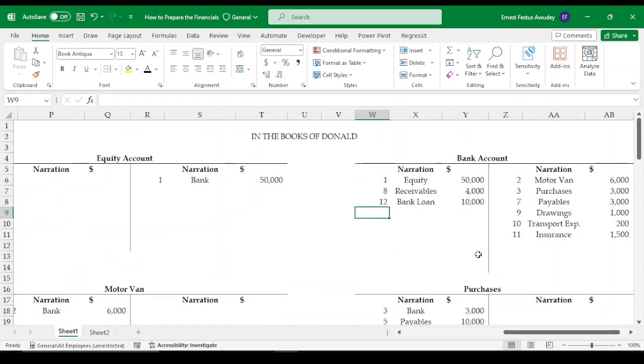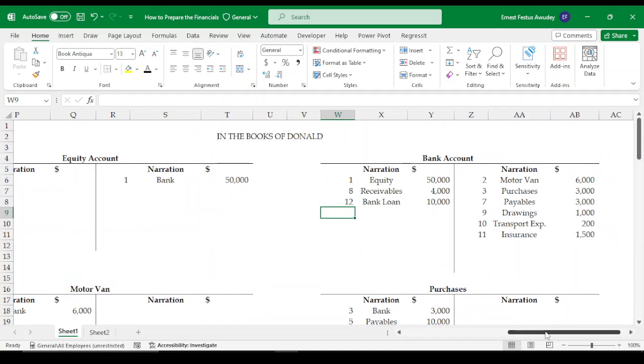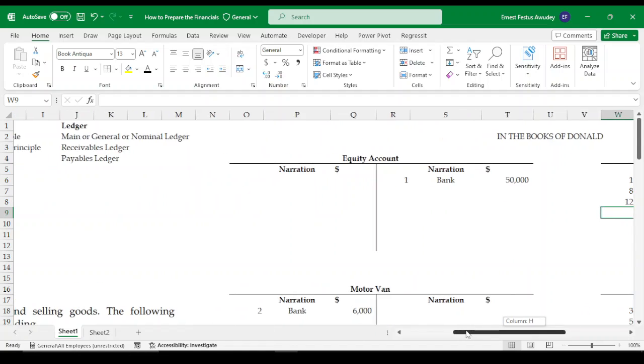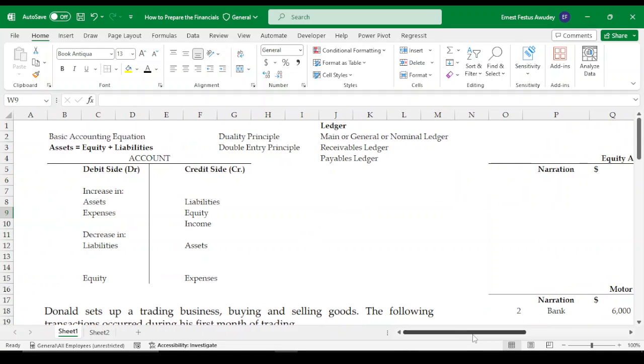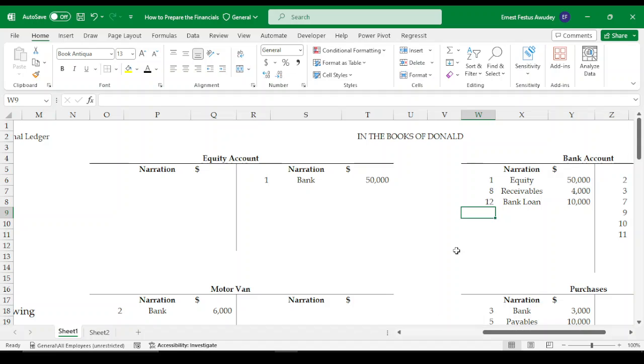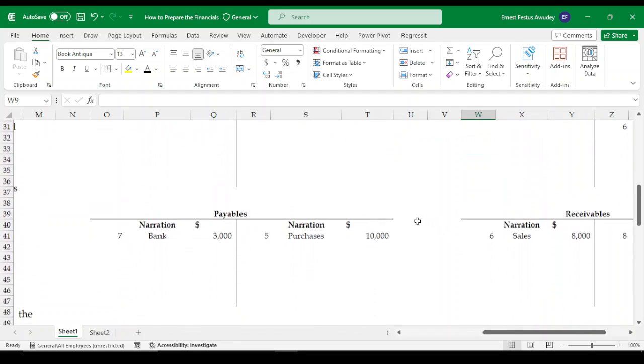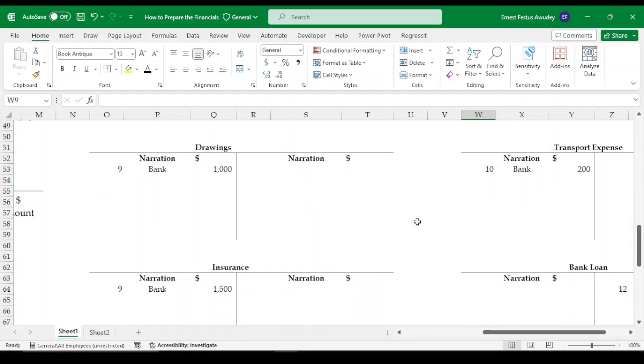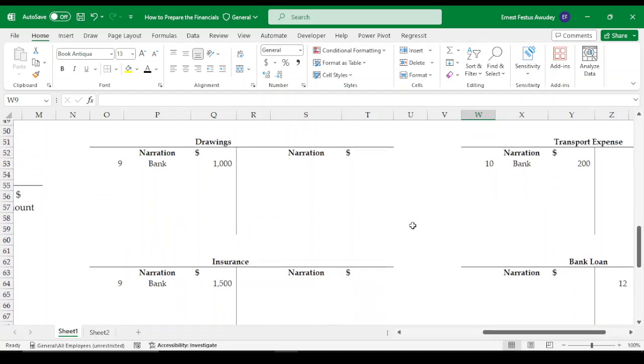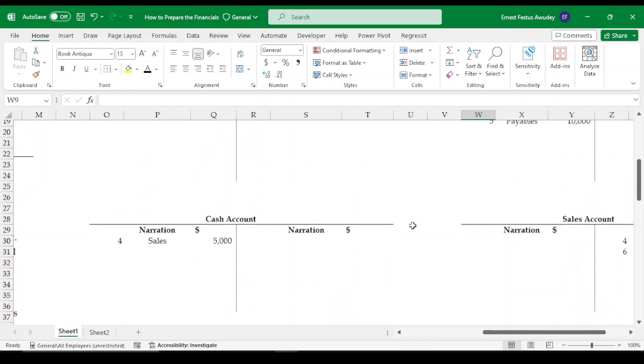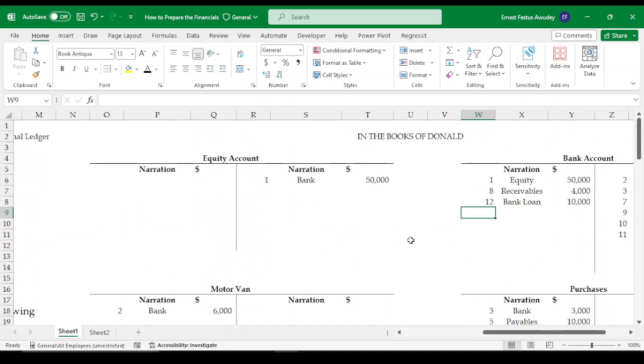All right, so just like that, we just entered each of these transactions into the books of Donald. So that is how we prepare the various accounts within the ledgers and the cash book in an Excel worksheet. Now, what you can do is classify these items under the heading General Ledger.